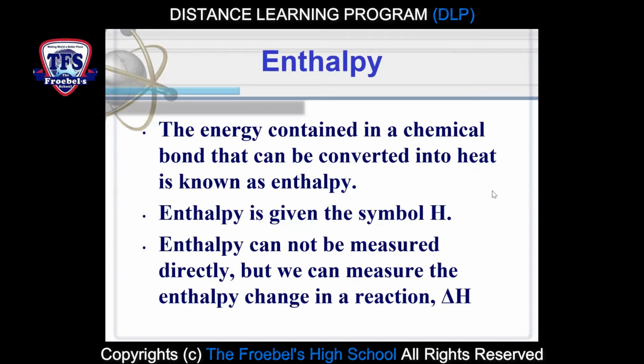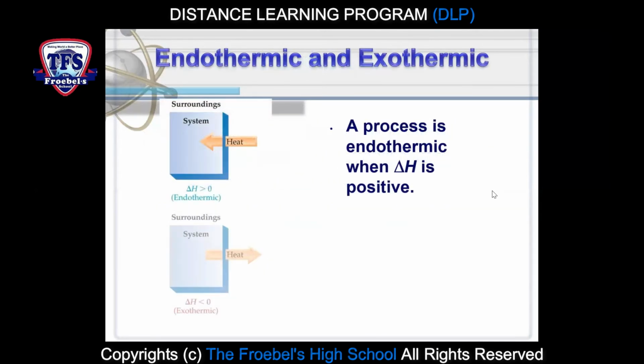So enthalpy cannot be measured directly, but enthalpy change can be measured because this is a difference before and after. Okay, but it should be experimented. Now, for an endothermic reaction, delta H is always positive because the system or reactants absorb heat energy. When they absorb heat energy, the delta H will be positive.